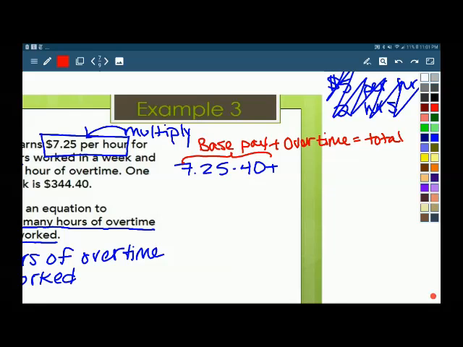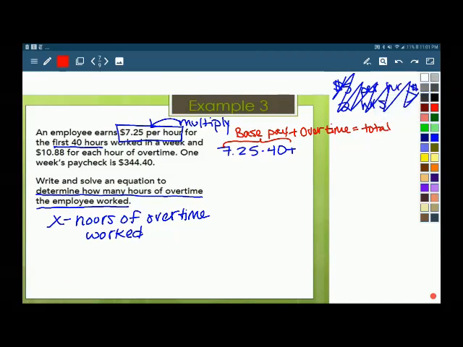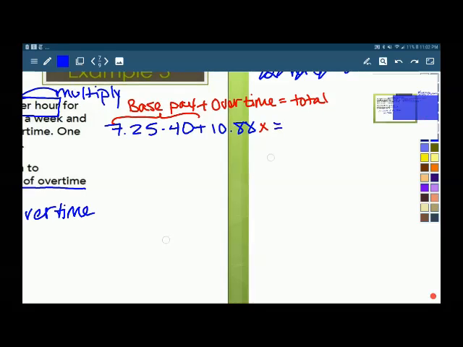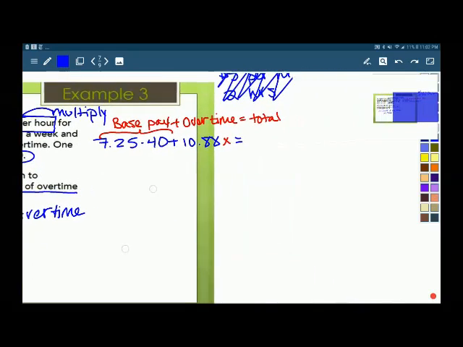Well, 7.25 times 40 is my base pay. Now I want to figure out what my overtime pay is. Well, I don't know how many hours I worked overtime, but I know how much I get paid. I did the amount times the hours I worked for my base pay, so I should do the same thing for my overtime pay. Overtime I'm earning $10.88. So I've got $10.88 times x, the unknown amount of hours, equaling the total that I earned, which they tell me is $344.40.